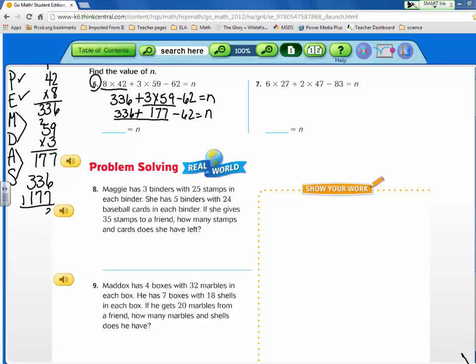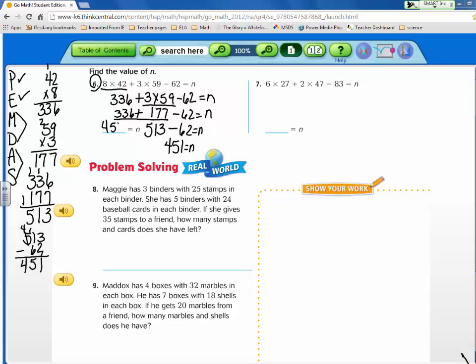7 and 6 is 13. Carry the 1. 7 and 3 is 10, and 1 is 11. 3 plus 1 is 4, and 1 is 5. So 513 gets substituted here. We have not done the minus 62. So now we do 513 minus 62. 3 minus 2 is 1. 11 minus 6 is 5. 4 minus nothing is 4. So our final answer is 451.